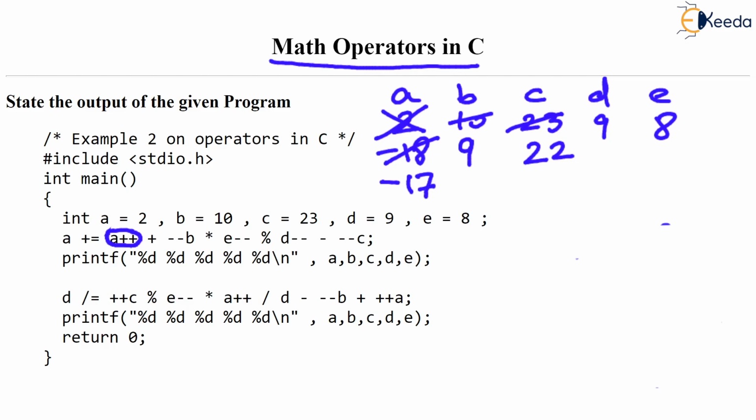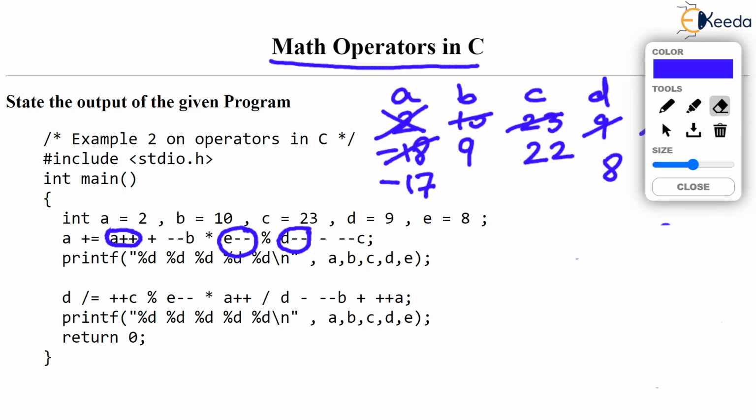Then E minus minus, check, I am encircling some place. E minus minus will decrease E by 1. E is 8, so E will become 7. And D minus minus in the expression is also postfix, post decrement, isn't it? So D will decrease by 1, D will become 8. And that's it. We have solved all prefixes first, then we solved right hand side, then we magnified the expression, and finally we solved the postfixes. I hope you are understanding.